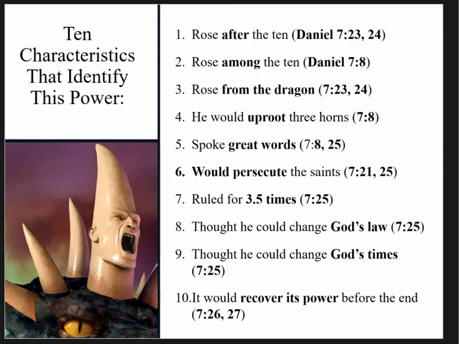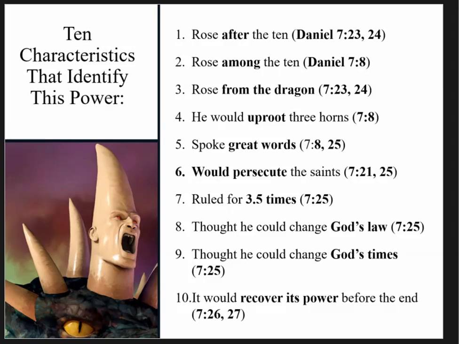Now, this power rose after the 10, right? After the division of the pagan Roman Empire. And then it rose among the 10. It rose from within the 10, right? So it rises after the 10. The 10 are the divisions of Rome that today is called Western Europe, like Greece, UK, Spain, Italy, Portugal, all those, right?